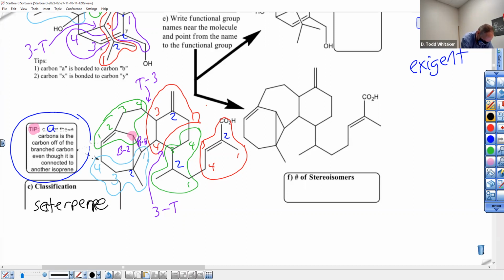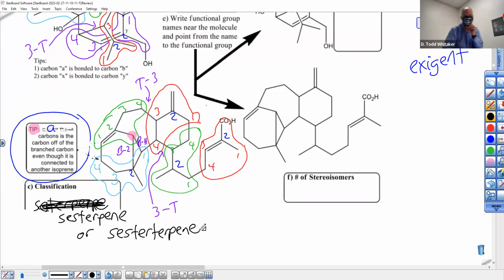Sesterterpene. Oh my goodness. Do you want to know where I was going with that mistake? Some of the older terpene chemists get upset because that was short form. That is a short form for sesterterpene, and they say, you guys, you forgot. Guys, just learn the top one. You don't need the bottom one ever, okay?